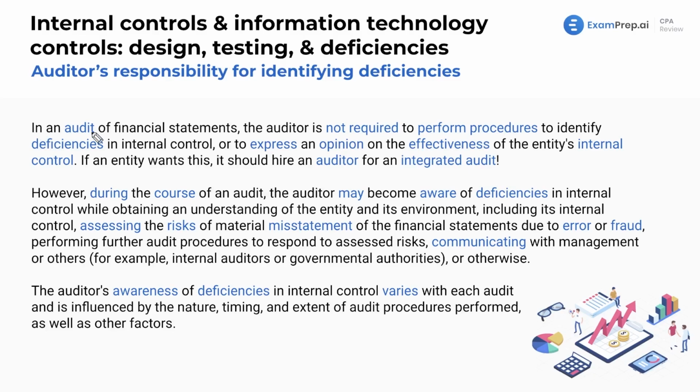Now, in an audit of financial statements, the auditor is not required to perform procedures to identify deficiencies in internal control or to express an opinion on the effectiveness of the internal control. Now, when we say audit here, we're talking normal audits. Obviously, we have other types of audits, which we have in other lessons, integrated audits and SOC reporting. Now, just as a normal audit, though, our job is for the financial statements.